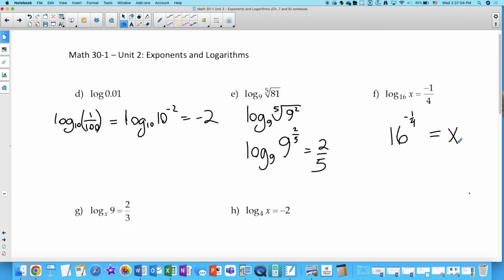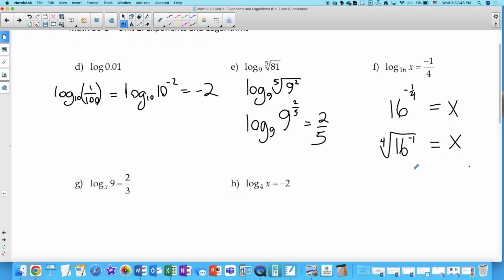Now, evaluating 16 to the negative 1/4, there are multiple ways that you can do this. If you want to do it the way you learned like in Math 10C, you would have to deal with both the fact that you have a negative exponent and the fact that you have a fractional exponent. And you can do that one at a time. So for example, I could convert it to a radical first. So this would be the fourth root of 16 to the negative 1. What's the fourth root of 16? What times itself 4 times is 16? 2. So this is 2 to the negative 1 equals x, and that's a half.